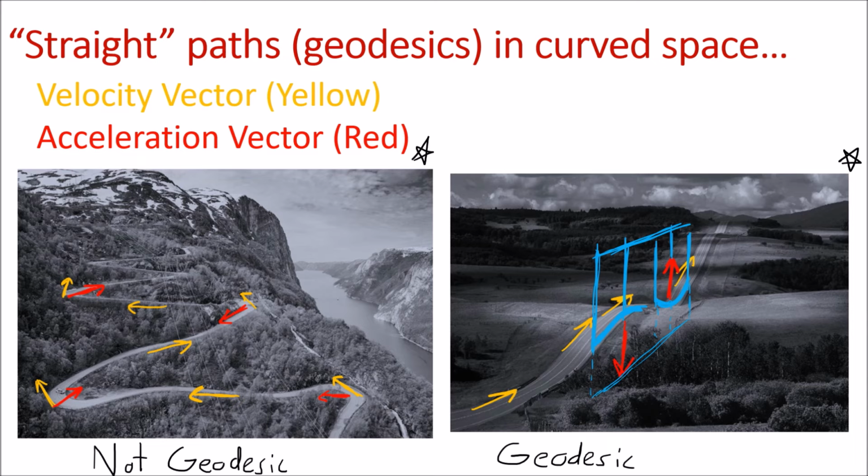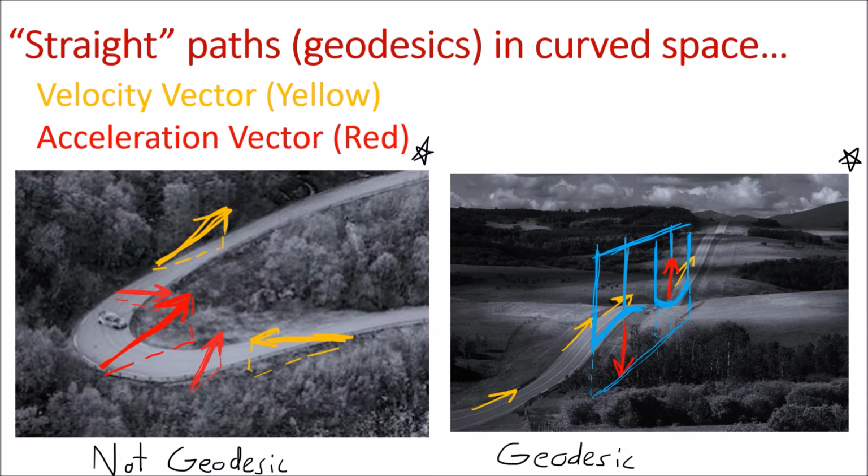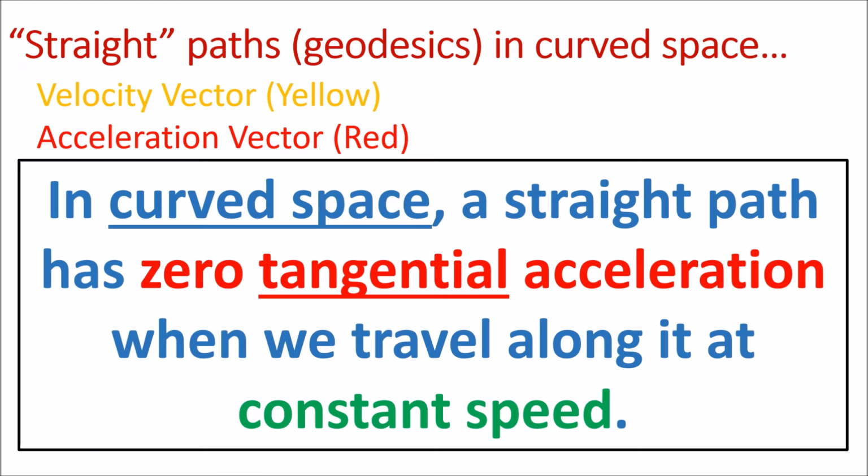Whereas with this curve that wanders around, the acceleration vectors have a normal component that points directly out of the surface, but there's also a tangential component of the acceleration that points from side to side because the curve is wandering around. So this brings us to our definition of a geodesic curve. In curved space, a geodesic path has zero tangential acceleration when we travel along it at constant speed. So when we say zero tangential acceleration, we mean that the acceleration vector is always pointing directly out of the surface in the normal direction.